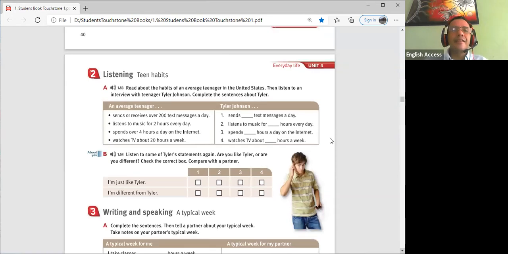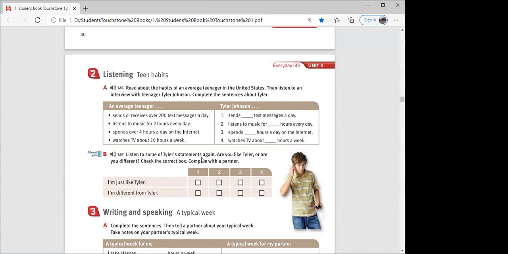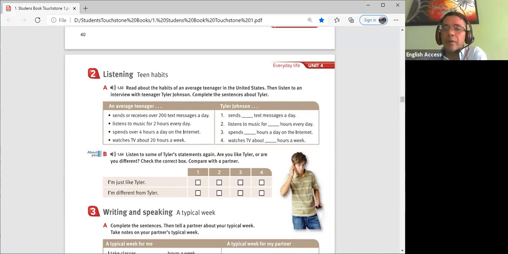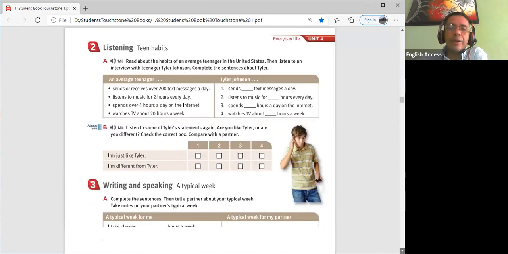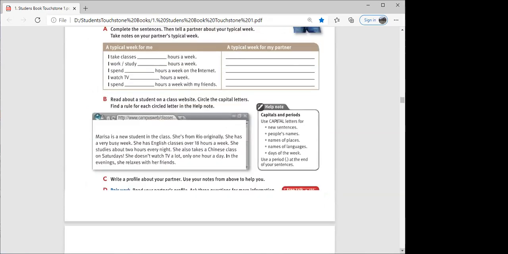Listening is the next skill. Teen habits. All right, you're going to read about the habits of an average teenager in the United States. Then listen to an interview with a teenager, Tyler Johnson, and you have to complete this. This is the average teenager. On your left and on your right, you have Tyler Johnson's answers. So pay attention, please. Let's say we are on page 41.